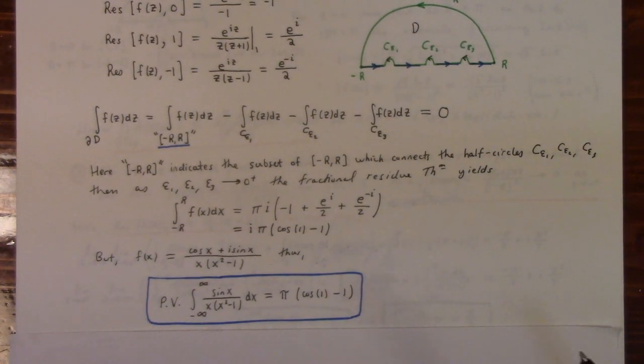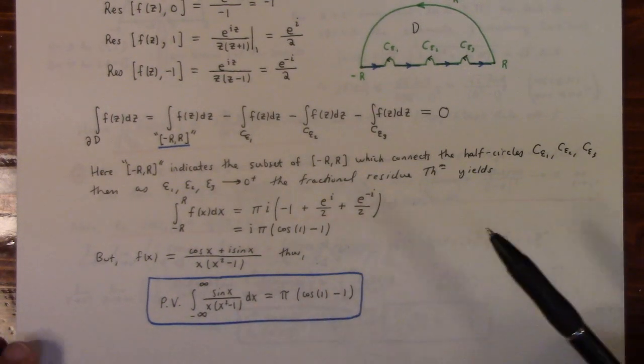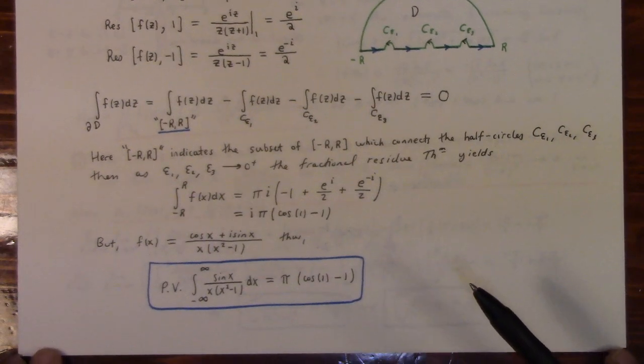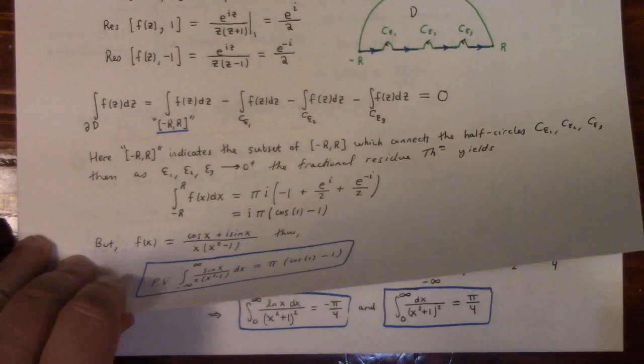Yay. And so this gives us that the principal value of the integral from minus infinity to infinity of sine of x over x times (x squared minus 1) dx is in fact pi times (cosine of 1 minus 1). Yay.